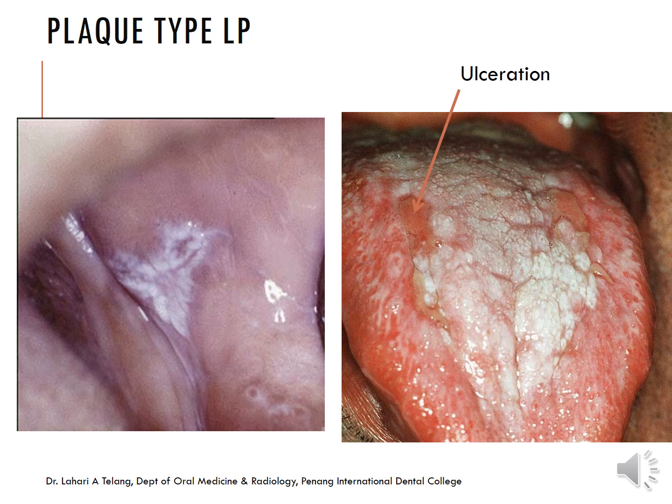Now, the plaque type of lichen planus is very similar to homogeneous leukoplakia, very difficult to make out.